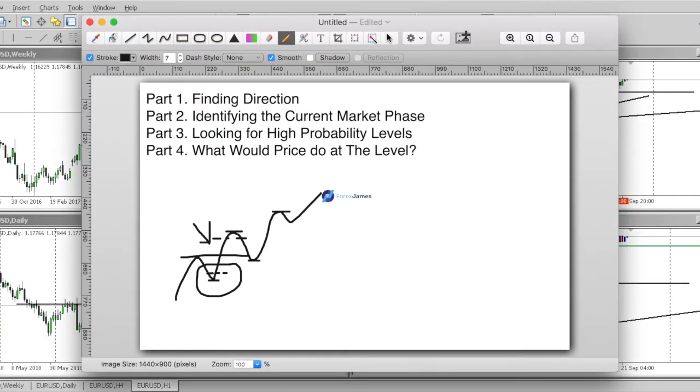Okay guys, that's all I wanted to share with you today. Hopefully you're able to find something useful that you can use for your own trading.